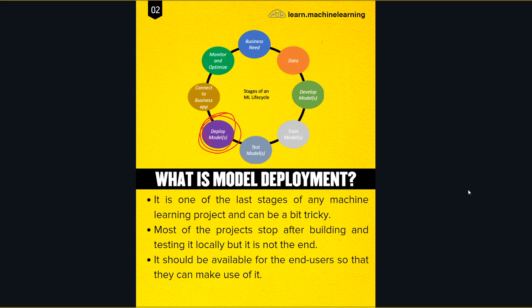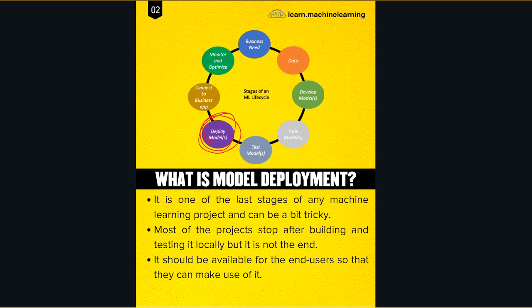So what is model deployment and why is it important? If you see the stages of a machine learning life cycle, it starts with the business needs, and then we'll be gathering the data, and we'll be thinking which models work best on that data, and then we'll be training those models, and then finally we'll be testing those models. So this is an iterative approach from business needs to testing models until you're satisfied with the results.